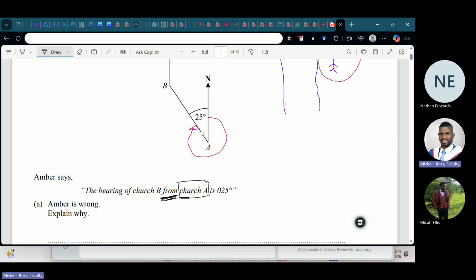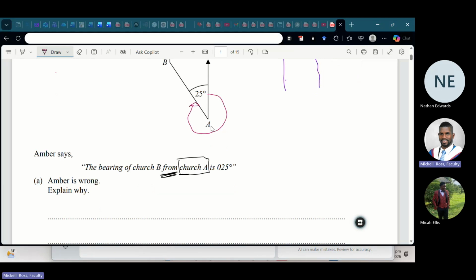So when Amber says that the bearing is 25 degrees, Amber is incorrect, because Amber would not have used a bearing measurement, because the bearing must be measured from the north in a clockwise direction. Explain why Amber is wrong.